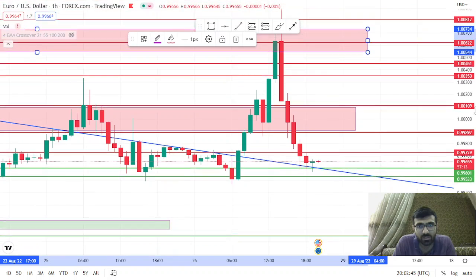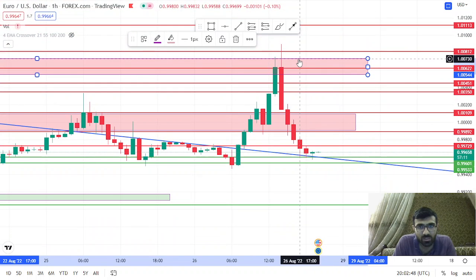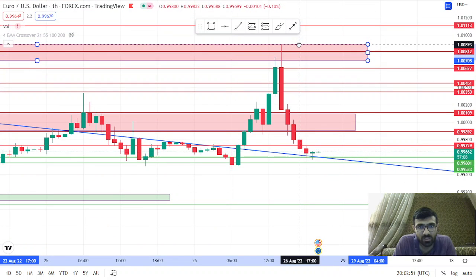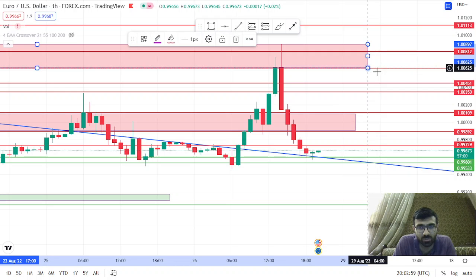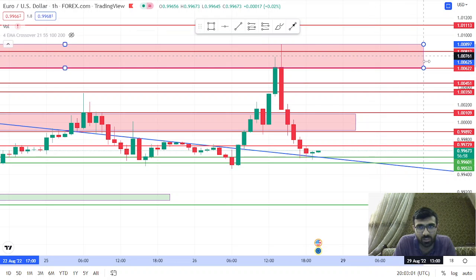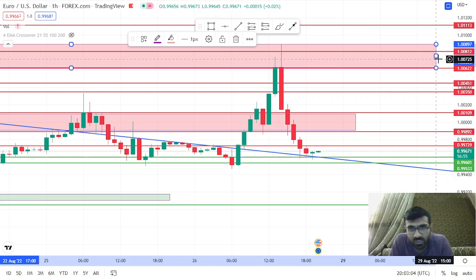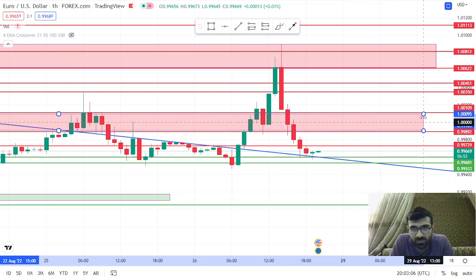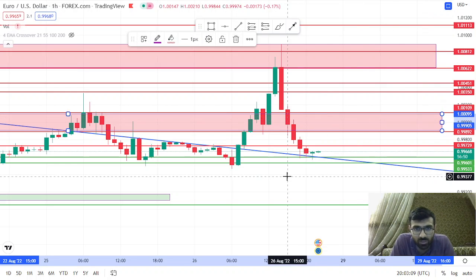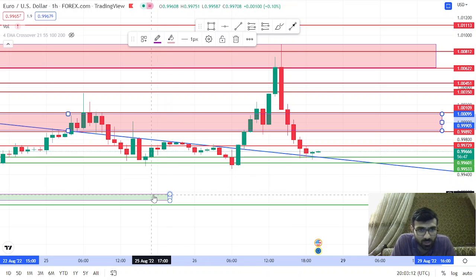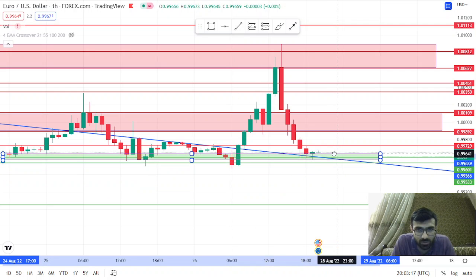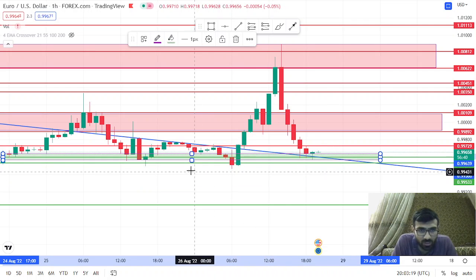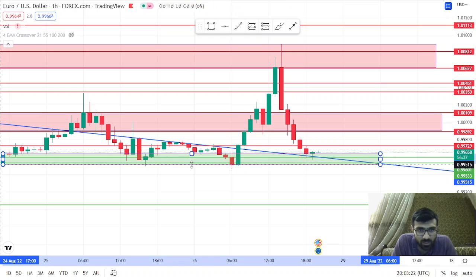Okay, now let me just reduce the size so you guys can have a clear picture. Now this is our level of interest. Okay, so I am stretching it a little bit down for you guys so you guys can know what I'm trying to say. My whole point is this, that you guys can have a better understanding. Okay, now this support level has not been tested, so I am going to move this to here. Okay, so this would be our area of interest.